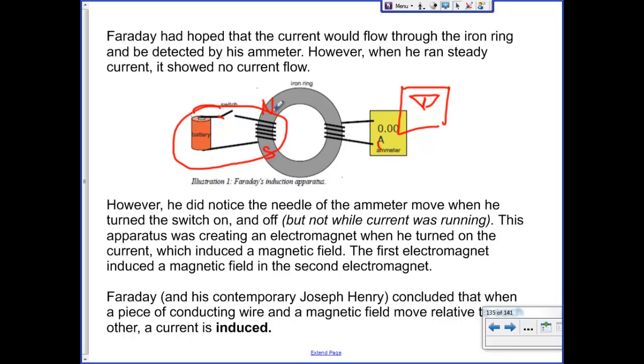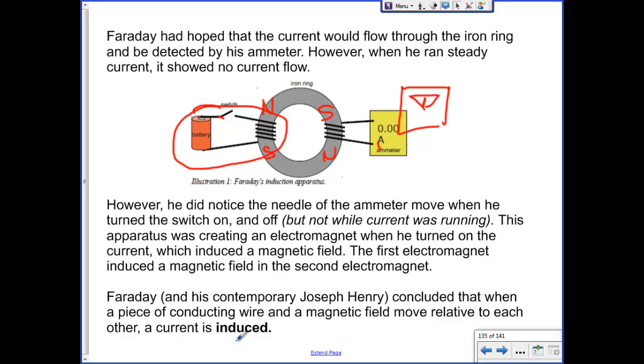Well, what is this north-south of a magnet going to do directly next to another solenoid? It's going to induce a south-north end of a magnet over here. And as soon as it induced a magnet over here, it caused a little bit of a reading on the ammeter. Let me just read my notes here. This apparatus was creating an electromagnet right here, which then induced a magnetic field. The first electromagnet induced a magnetic field in the second electromagnet. And that actually caused, for a brief moment in time, the ammeter to register some current moving.